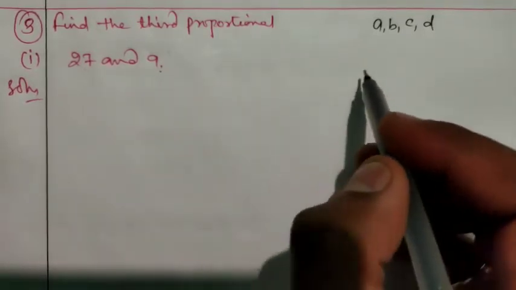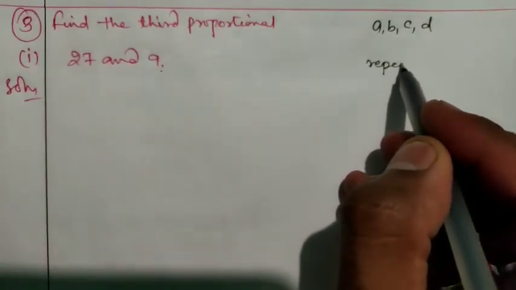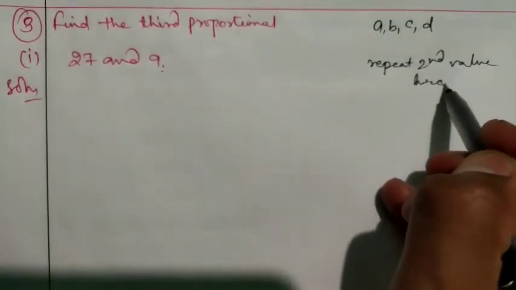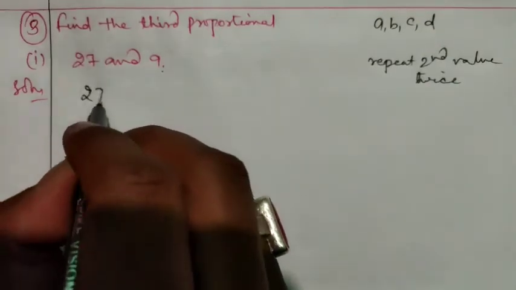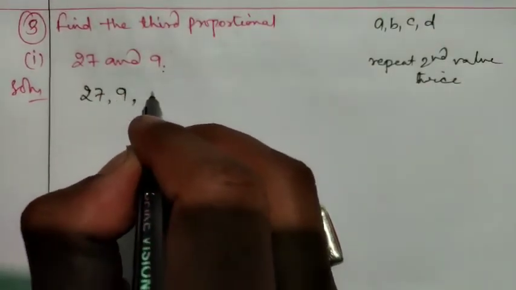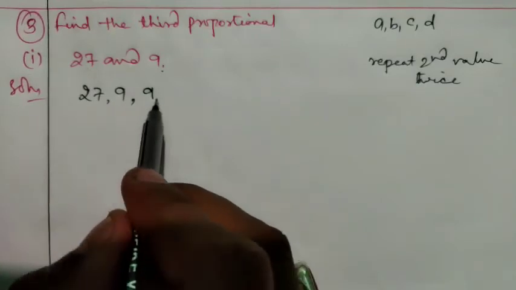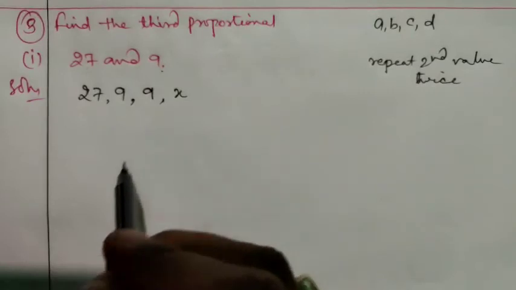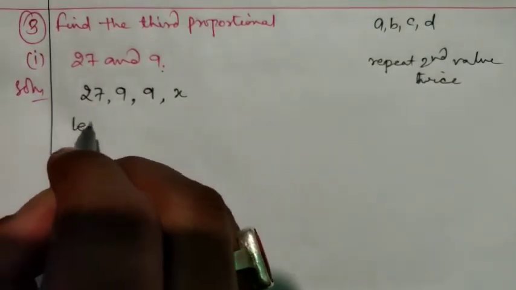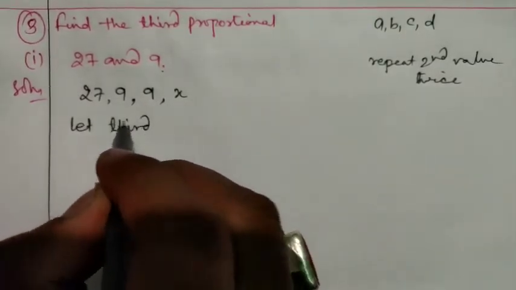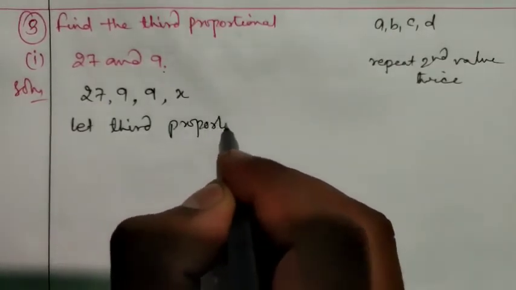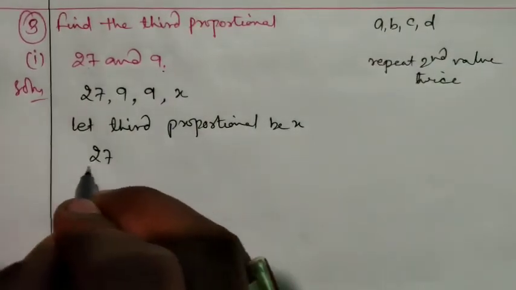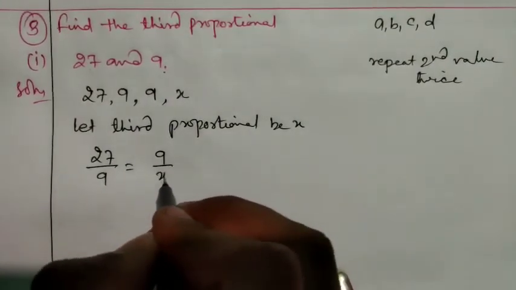What we will do, we will repeat the second value twice, like this. We will write 27 comma 9 comma 9. Like this we have got 3 terms. The second value we repeat twice, and the third proportional we take as x. We will write: let the third proportional be x. Now we will do 27 by 9 is equal to 9 by x.